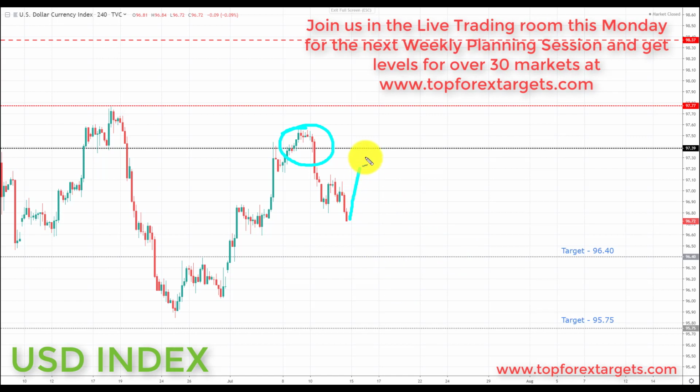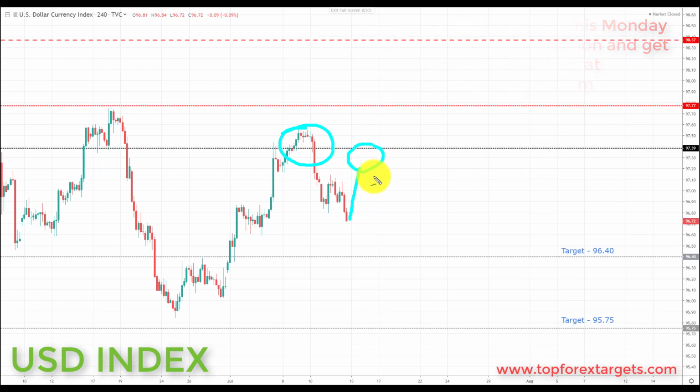And if we get a pullback, possibly if we get a retest of broken support turning resistance at the 97.39, this once again will be a great place to start to look for further declines to the downside in the US dollar index. And we're going to be looking down towards the next key area of support, the target highlighted from last week at the 96.40. And if we can get a breakthrough here, we're going to be looking down towards the next key area of support to the downside in target 2, the 95.75. So although we're in an area where we could actually start to go into a range in the dollar index, we are actually going into next week with a bearish bias on the US dollar index.